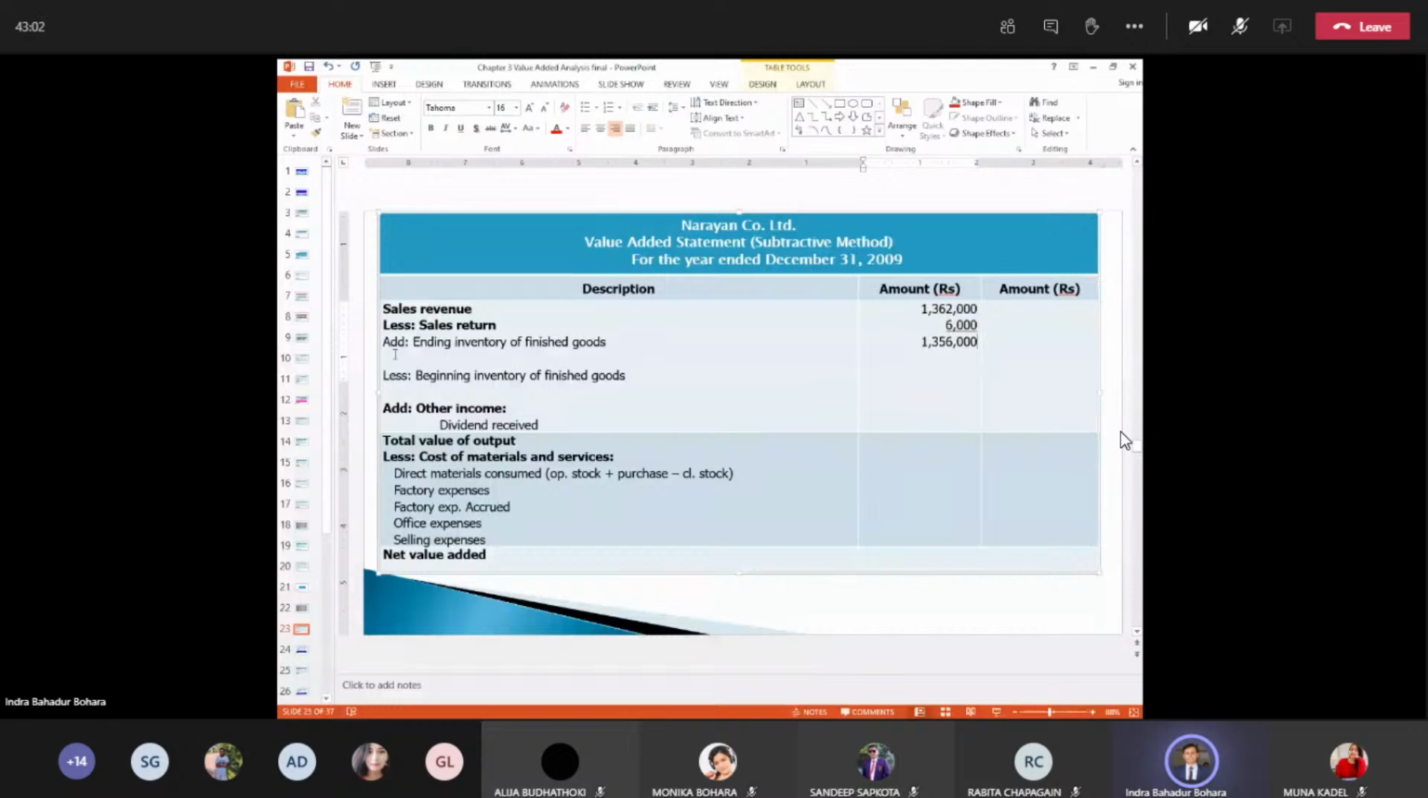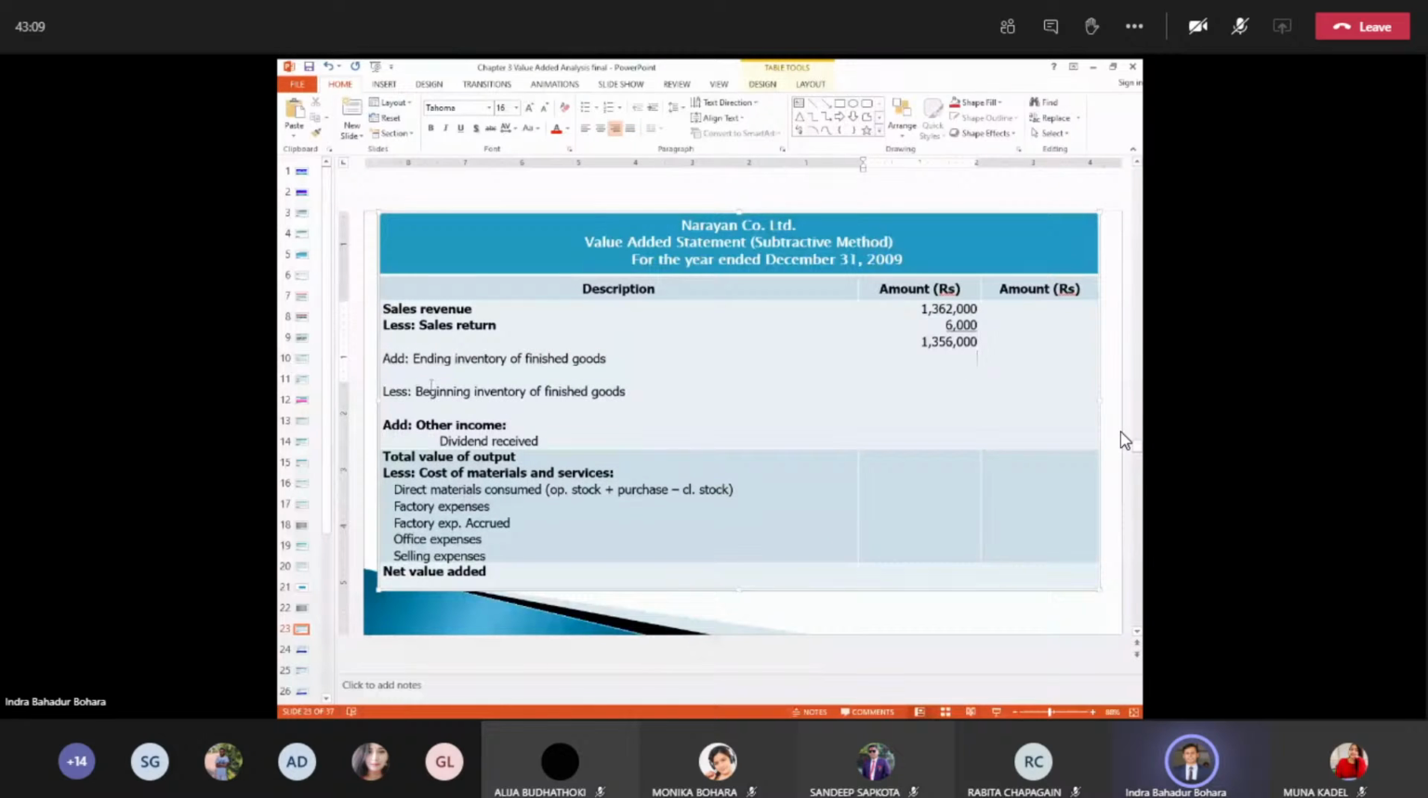And add ending inventory of finished goods, and less beginning inventory of finished goods. WIP and finished goods inventories are added and subtracted, but ending inventory is the current year inventory. Sales is also current year, and beginning inventories are the previous year stock. So previous year value added is not included in the current year. Therefore, beginning is deducted.